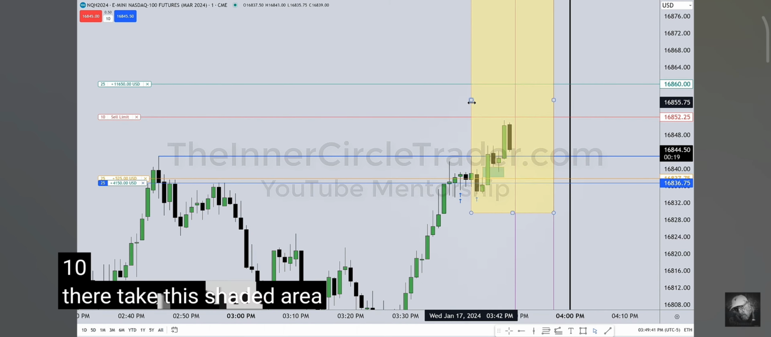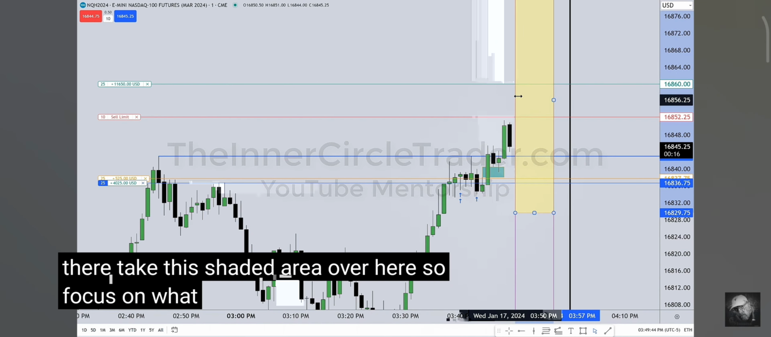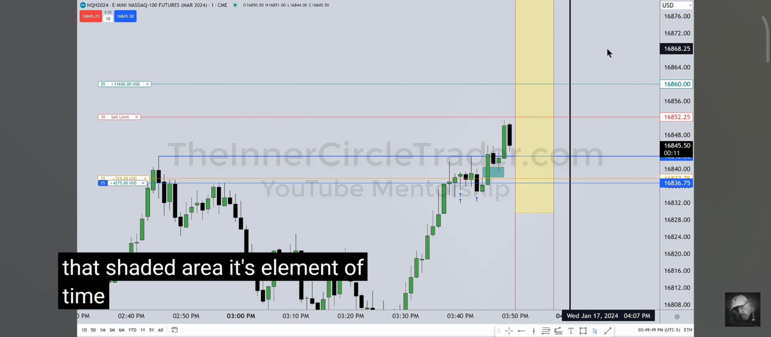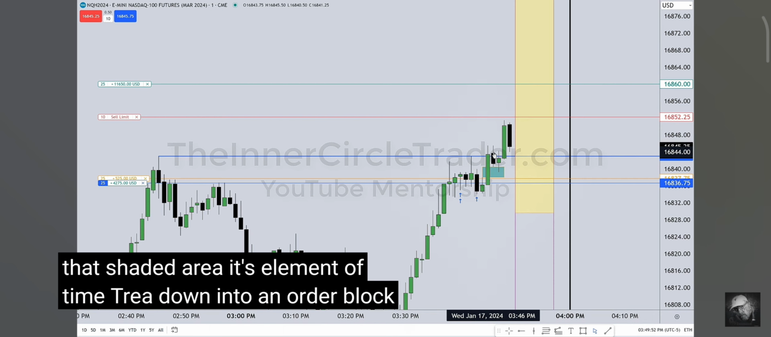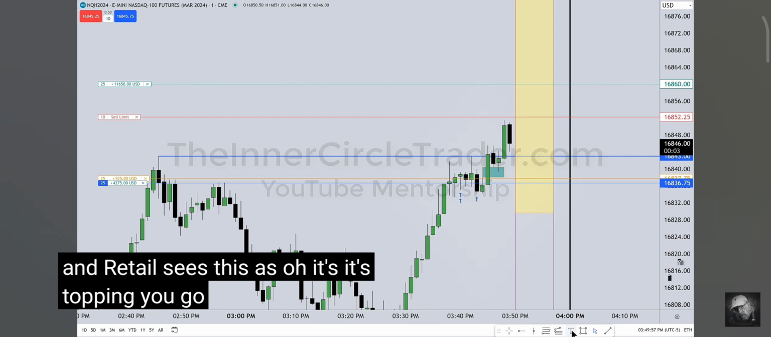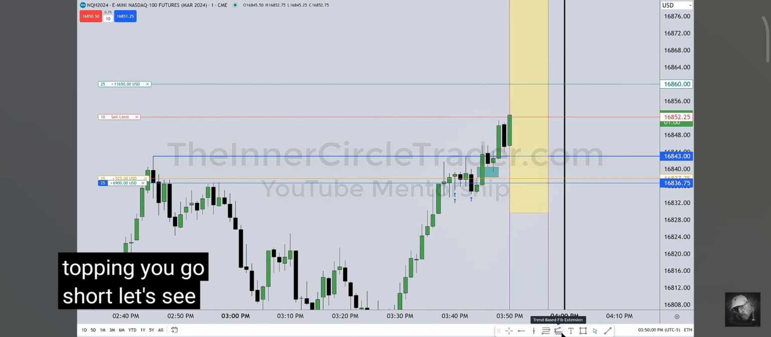Take this shaded area over here. So focus on what it does right here inside that shaded area. That's element of time. Trade down into an order block here, and retail sees this as, oh, it's topping, and go short. Let's see what I want to do here.